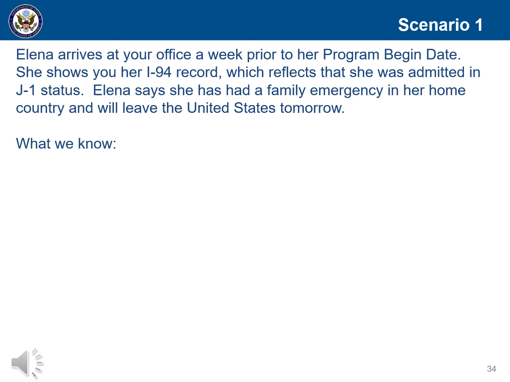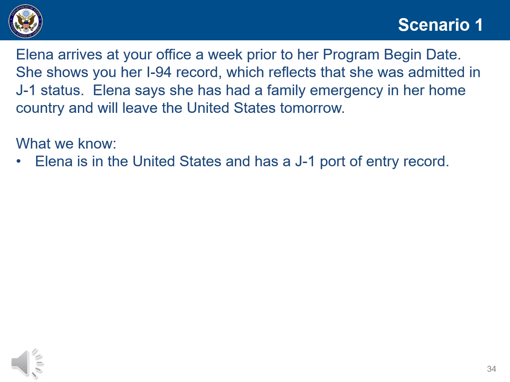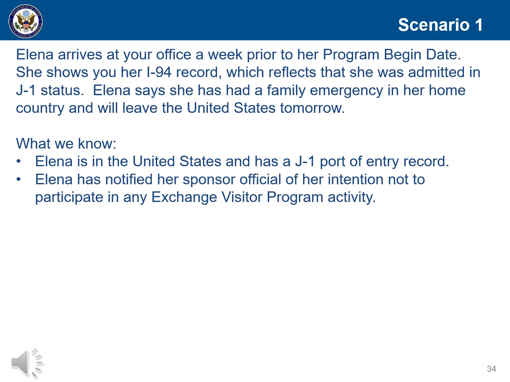Here's what we know. Elena is in the United States and has a J1 port of entry record. Elena has notified her sponsor officials of her intention not to participate in any exchange visitor program activity. What should we do? Should Elena's status be no-show, inactive?